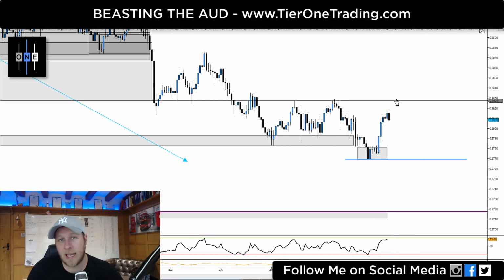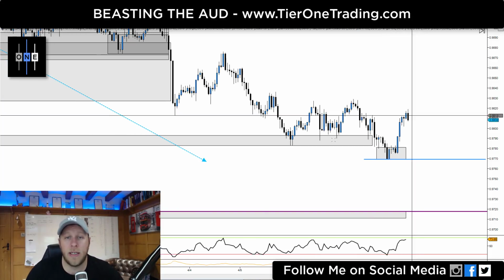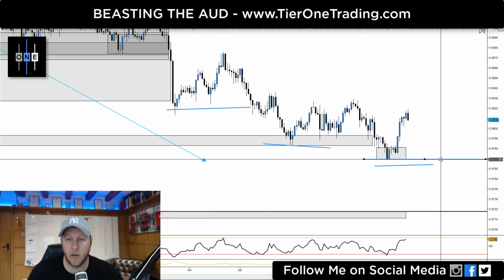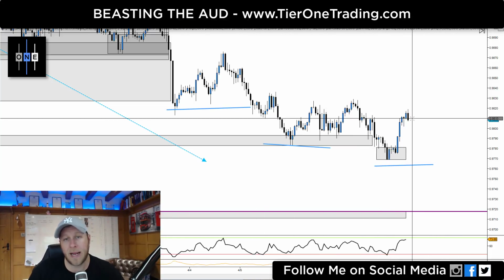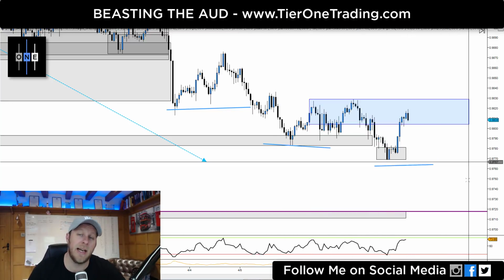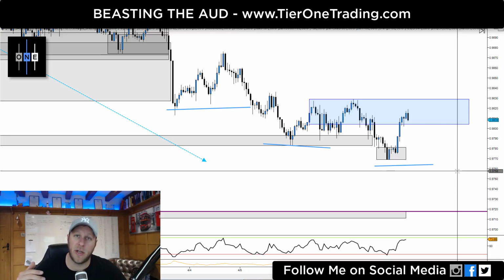So the question is, how can I get involved? Well, I know currently that we've had a lower low, lower close, lower low, lower close right here, and we've pulled back up into what would be my kill zone up here. We've pushed right into that. So now I just need to identify an area to get involved.